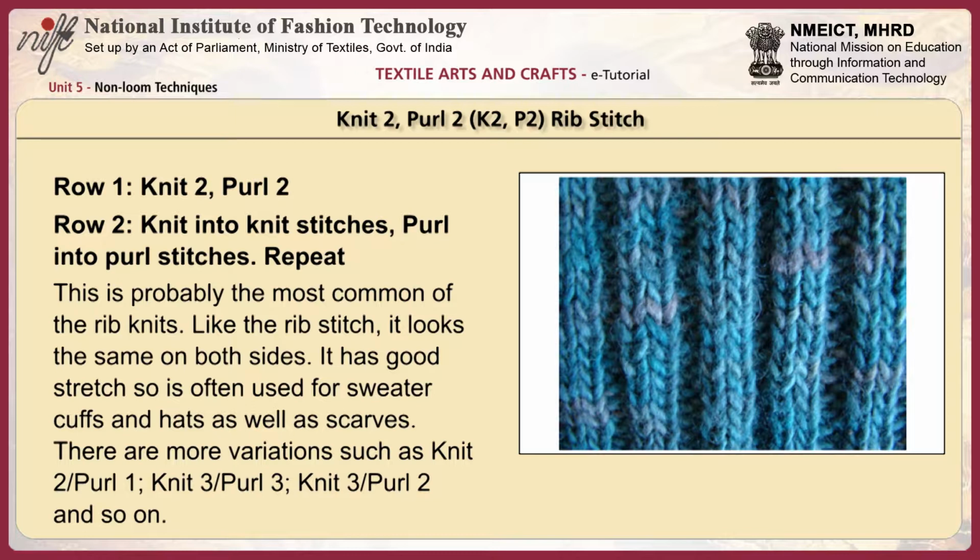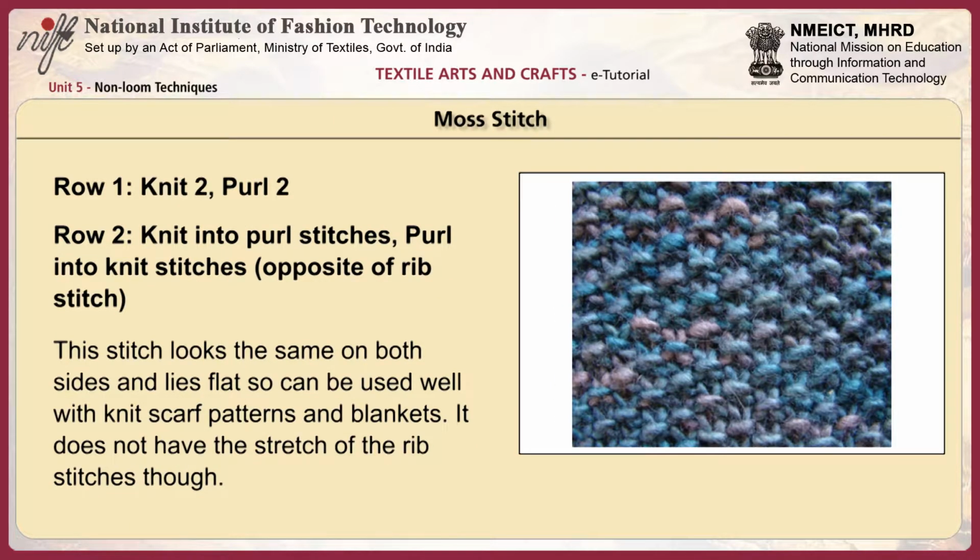There are more variations such as knit 2, purl 1, knit 3, purl 3, knit 3, purl 2 and so on. Row 1. Knit 1, purl 1. Row 2. Knit into purl stitches, purl into knit stitches, opposite of rib stitch. Repeat. This stitch looks the same on both sides and lies flat, so can be used well with knit scarf patterns and blankets. It does not have the stretch of the rib stitches though.